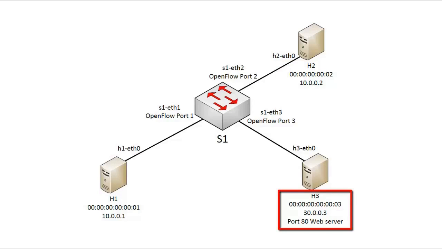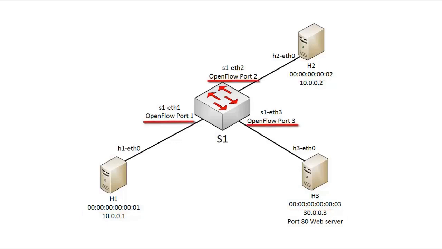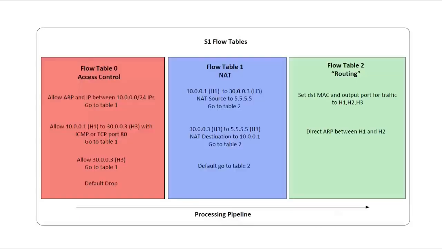On H3 I'll start a port 80 web server. I'll launch Mininet with the MAC option so we get these simple MACs shown here. Also note the OpenFlow ports 1, 2, and 3, which will be used for our forwarding actions.